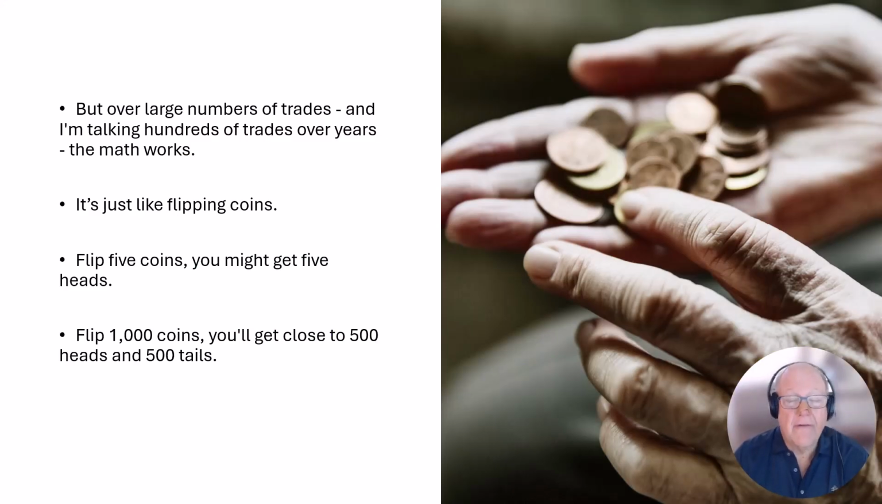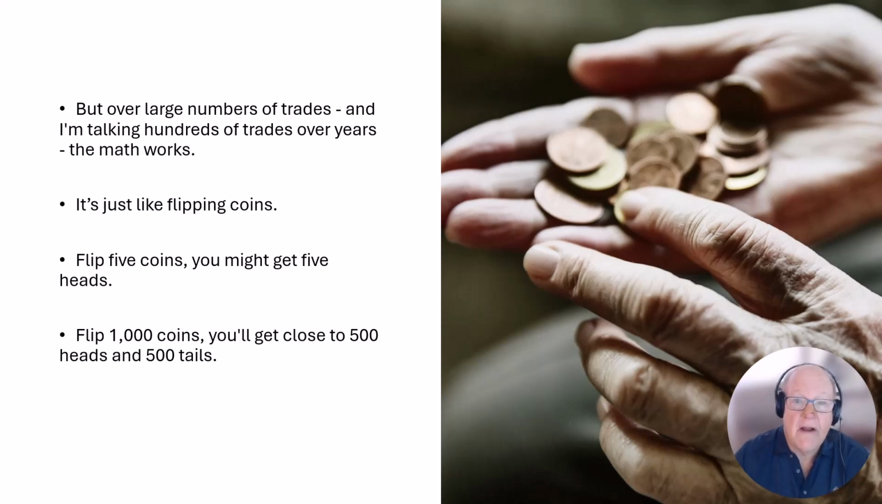It's just like flipping coins. You flip 5 coins, you might get 5 heads. Heck, you might get 5 tails. I think we all realize that that's a possibility. Probably not likely, but it's a possibility. But if you flip 1,000 coins, you're going to get close to 500 heads and 500 tails.